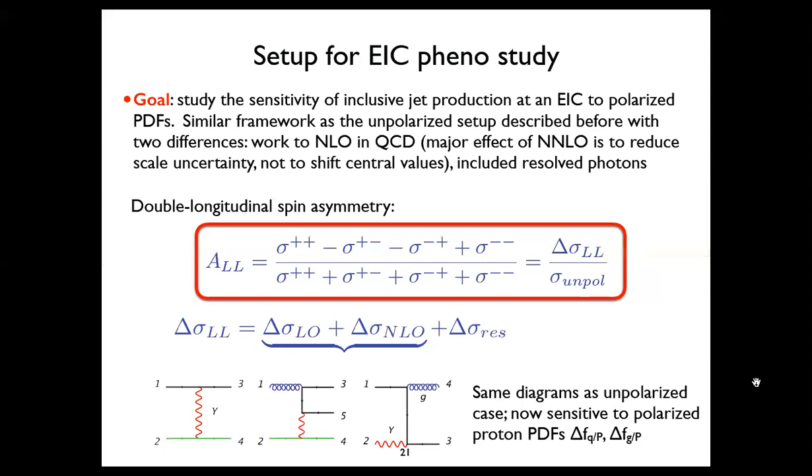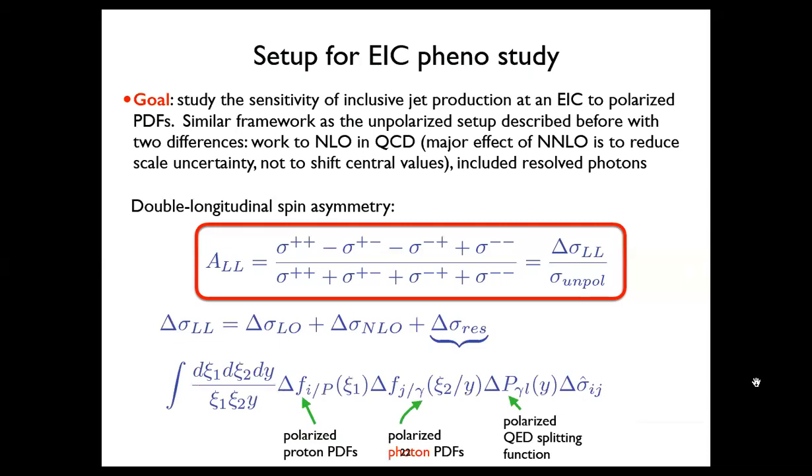Just to be clear about what we're including in our calculation, I'm showing here diagrammatically what is appearing in our numerator for the spin asymmetry. So there's two parts which map on exactly to what was shown before for the unpolarized calculation. The only difference is now these are convoluted with the polarized proton PDFs, denoted here as delta f_q/P and delta f_g/P. The resolved photon piece is shown in a formula right here.